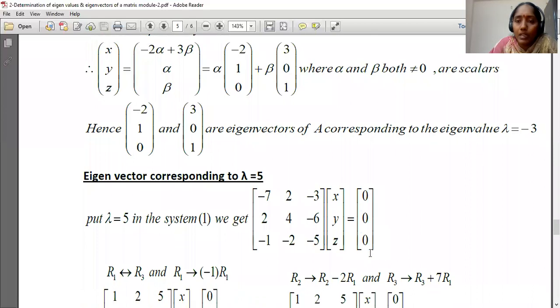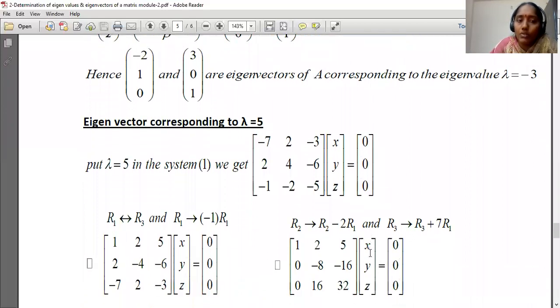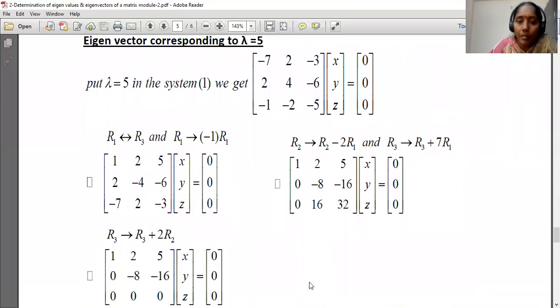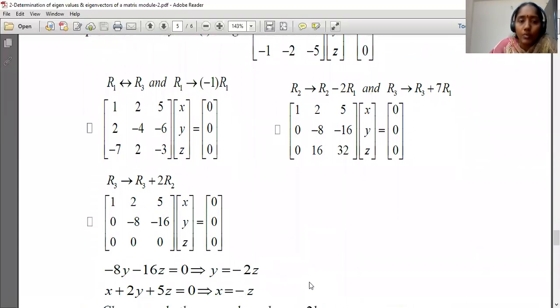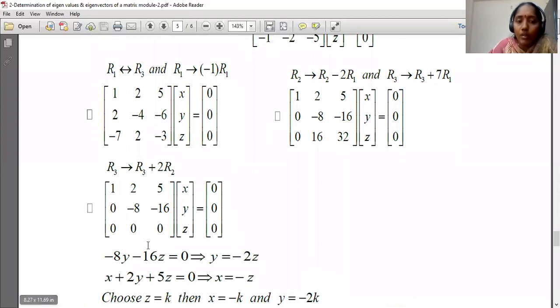Eigenvector corresponding to lambda equals 5. Put lambda equals 5 in equation 1, apply row transformations and convert into echelon form. So now, this is our echelon form. In this echelon form, rank means the number of non-zero rows, that means 2. Unknowns are 3. That means the number of linearly independent solutions is 3 minus 2, which is 1. So there exists one variable in terms of an arbitrary constant. After writing the equations, one of the variables is considered as k.